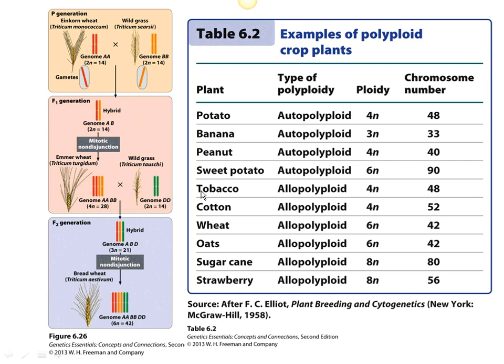Now most of your crop plants are polyploids. Some of them are autopolyploids, having multiple sets from the same original plant species. Some are allopolyploids, having combined sets of chromosomes from 2 different species and then being forced through a chromosome duplication event to create fertile hybrids. But the point is that most of your crop plants are polyploid because that gives you bigger fruits, bigger plants, and they're just more vigorous.